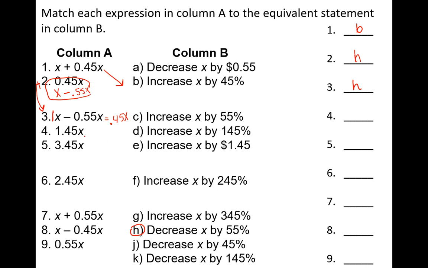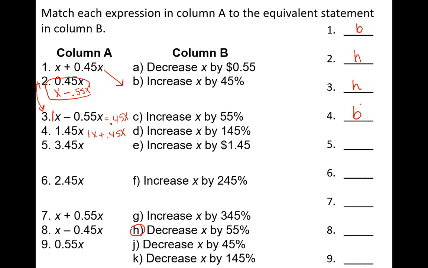All right, 1.45x, that is 45% more than just 1x because that's like 1x plus 0.45x. So that's a 45% increase. That's B again. That's increasing x by 45%. 1 and 4 are the same thing.